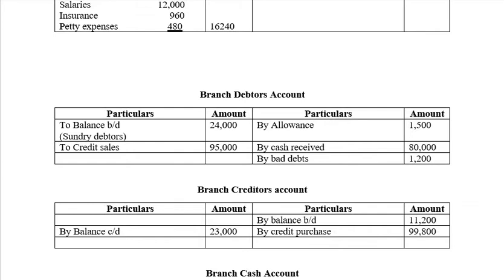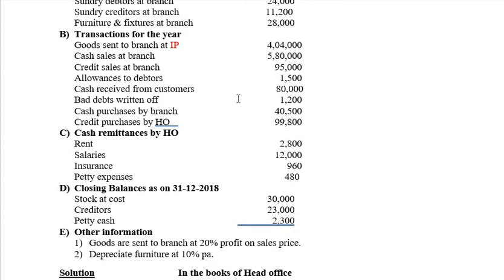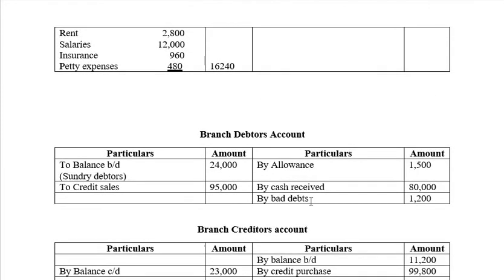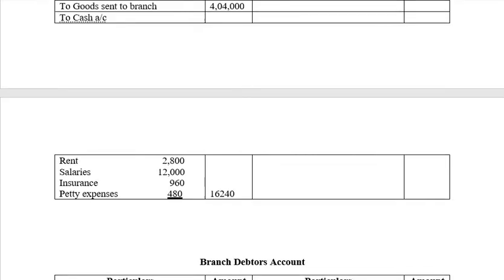Next entry, allowances to debtors. Now allowances is given to debtors, so where will this particular entry be? It will be in case of debtors account. So how much is the allowances being made? Allowances to debtors is 1,500. So let's go to the debtors account. By allowances 1,500. All right, next.